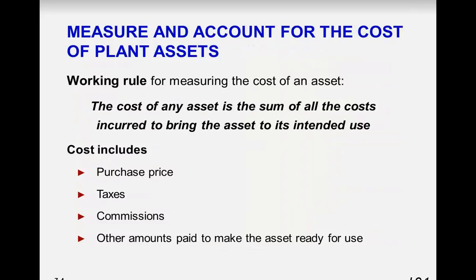The cost of any asset is the cost of all of those costs incurred to bring that asset up to its intended use. That would include the purchase price, taxes, commissions, anything else paid to get that asset ready to work. If we had to pay insurance during shipping to get it to us, if we had to pour a cement pad to attach that piece of equipment to because we couldn't run it without that cement pad and without it being bolted down, then the cost of that pad would be part of its installation cost and therefore part of its actual depreciable cost.